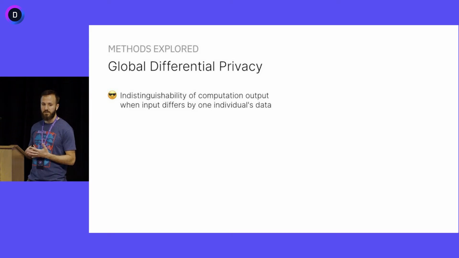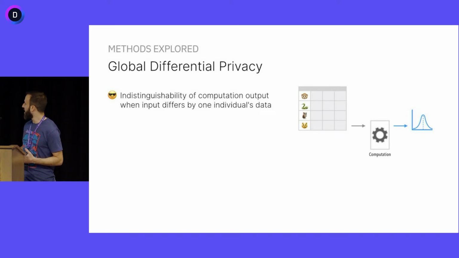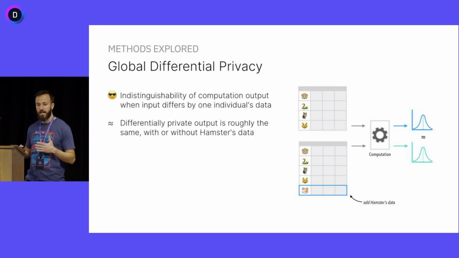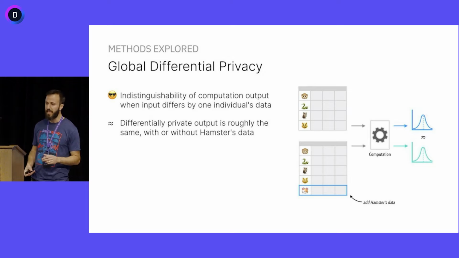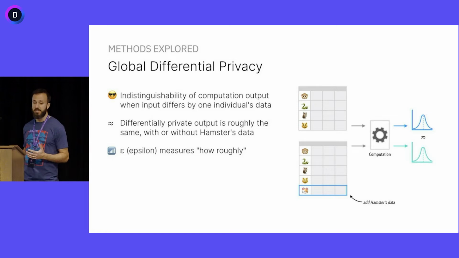And differential privacy is defined as the indistinguishability of a computation's output when the input differs by one individual's data. And so what does this look like? We have a data set, we perform a computation, and then we get a result. And so then we take that data set, add one individual's data to it, perform the computation again, and get another result. And what we can say is the computation is differentially private if the results are roughly the same. And so we measure how roughly with epsilon, also known as a privacy parameter.